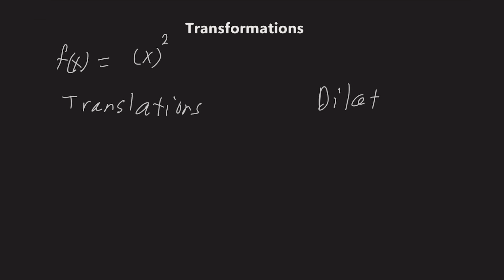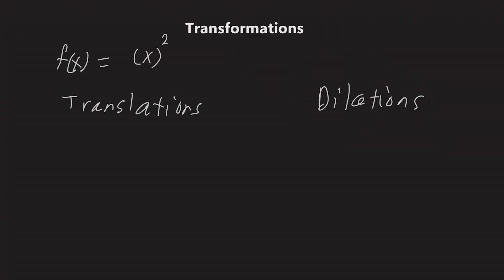So I'm going to be doing these with respect to, let's say, f of x equals x squared as my function, okay? It's important to understand how these work with respect to a function like this because it allows less ambiguity. And you're going to see what I mean in just a moment. So we're going to have two types of transformations. You're going to have translations, and you're going to have dilations. Okay? So let's take a look at exactly what those are.